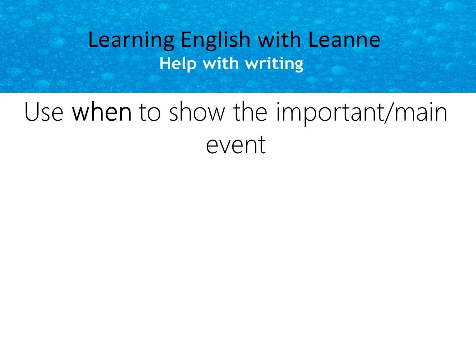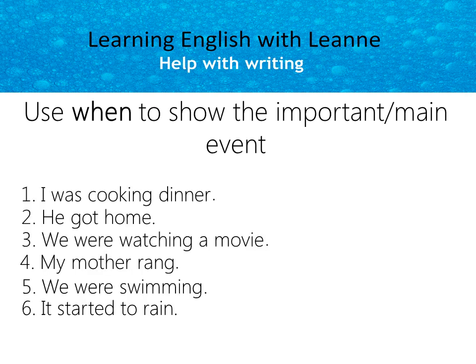Use when to show the important or main event in your sentence. So here we have some sentences. I was cooking dinner, he got home. We were watching a movie, my mother rang. We were swimming, it started to rain. So we can see in sentence number 1, we have the past continuous, our longer action, and number 2, we have past simple. We can use the past simple to show the main event or the important event.